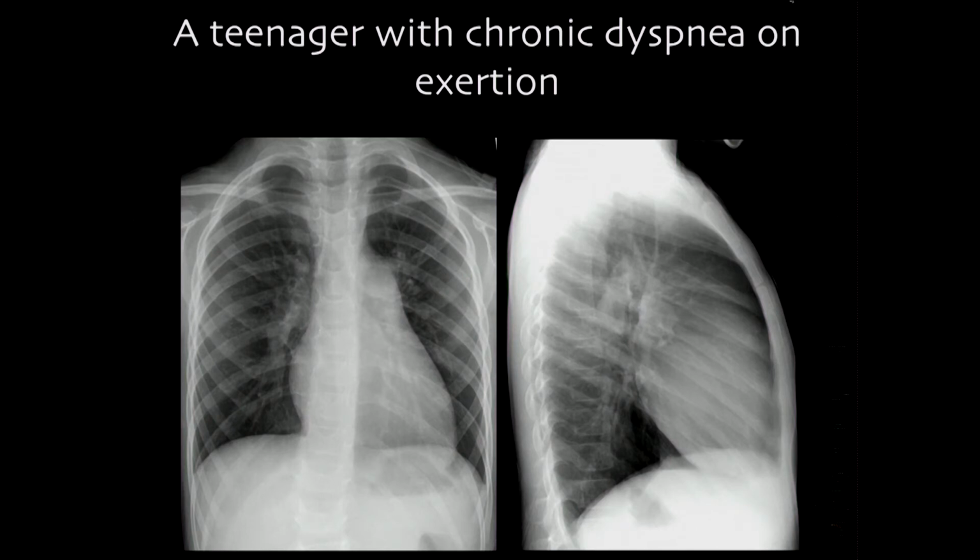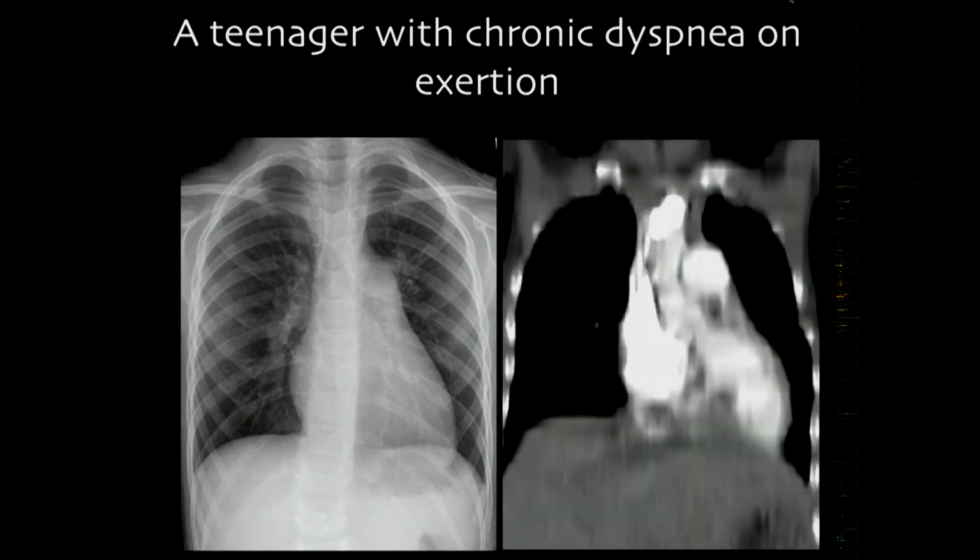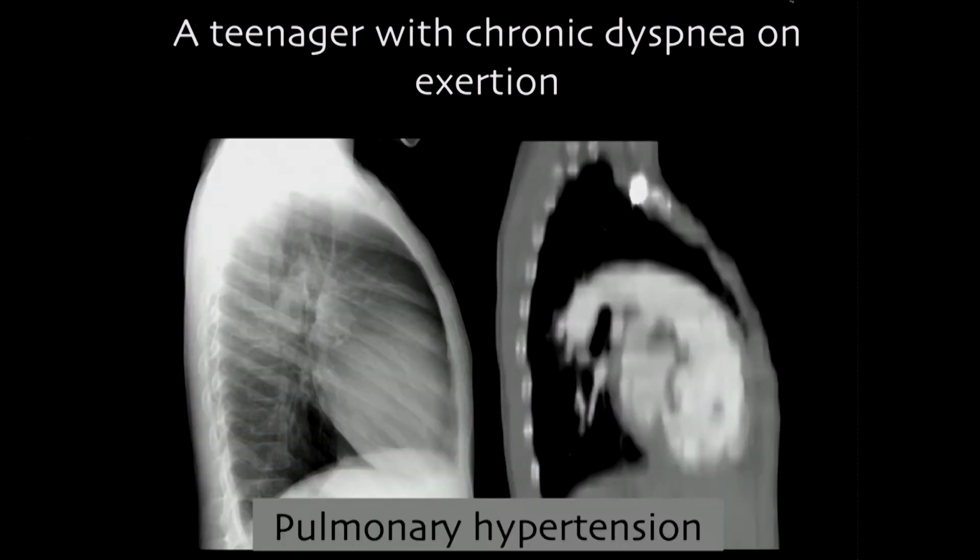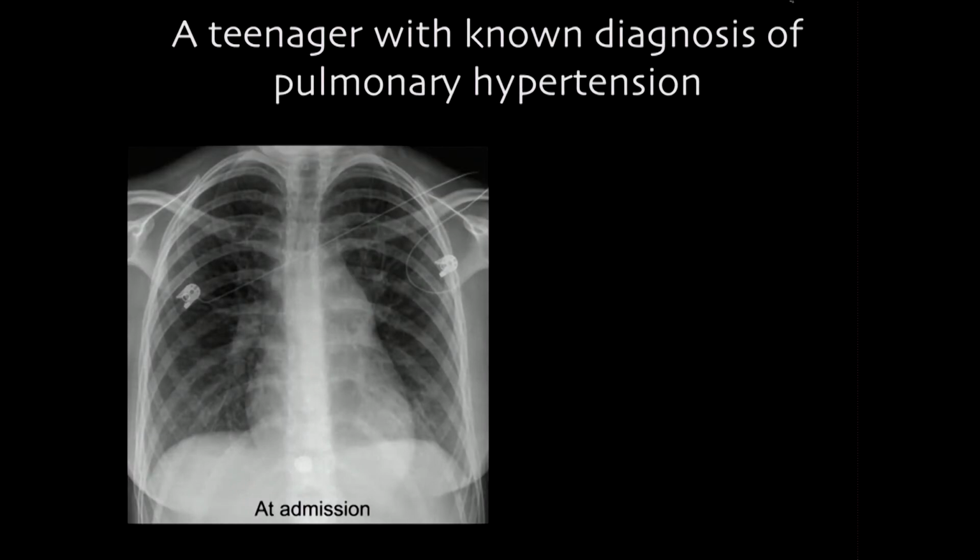Sometimes on the plain film, don't ignore this finding, okay? This is just the frontal view, which is why that happens. In the lateral view, this is the left pulmonary artery, this is the case, okay? So, another teenager with known diagnosis of pulmonary hypertension.